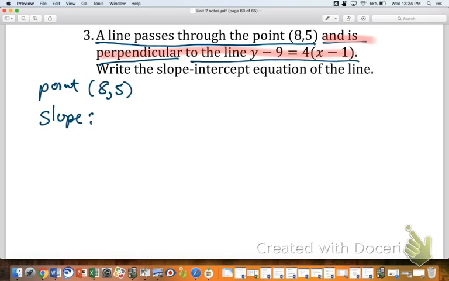Okay, so then what's the slope of that comparison line? What's the slope of this line? 4. The slope is 4. Are we going to use 4? No. Because we're not parallel to it, we're perpendicular to it. So we got to do what you guys said. We need to do the opposite reciprocal. So what's the reciprocal of 4? 1/4. And the opposite of that would be negative 1/4. So my slope is negative 1/4.